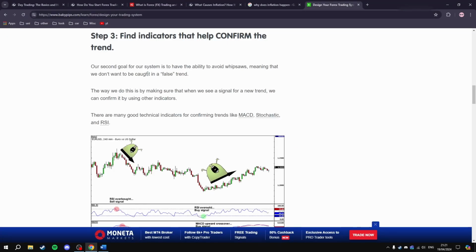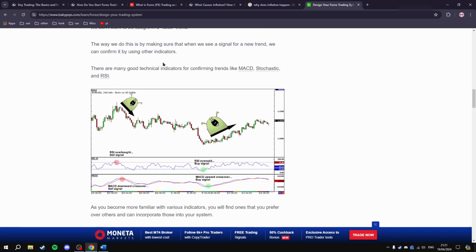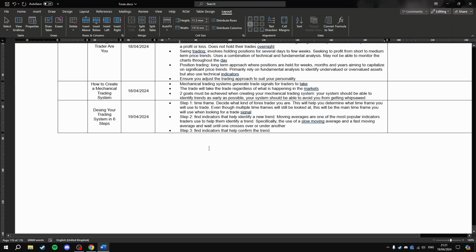Our second goal for our system is to have the ability to avoid whipsaws, meaning that we don't want to be caught in a false trend. The way we do this is by making sure that when we see a signal for a new trend, we can confirm it by using other indicators. There are many good technical indicators for confirming trends like MACD, or moving average convergence divergence, stochastic, and relative strength index.